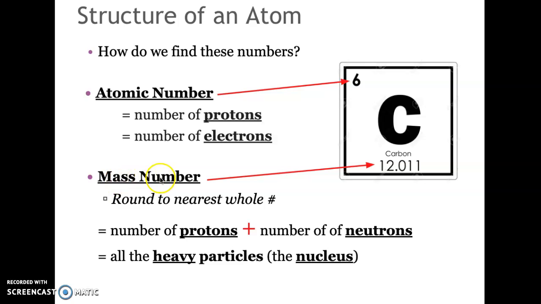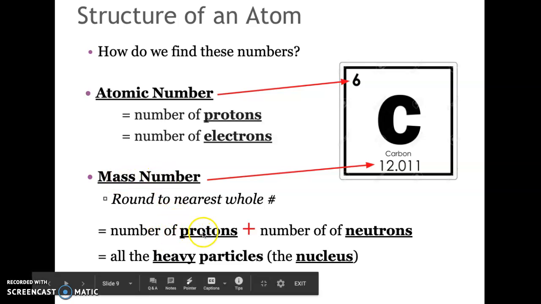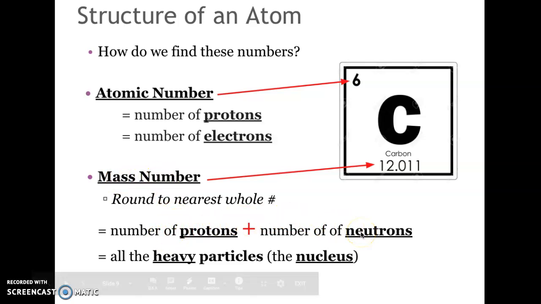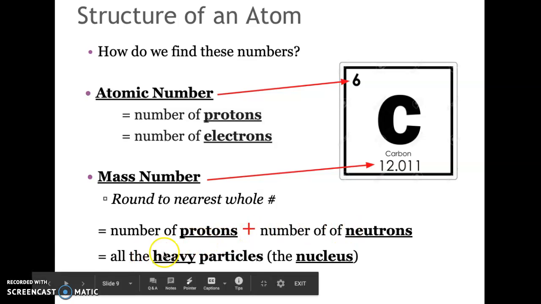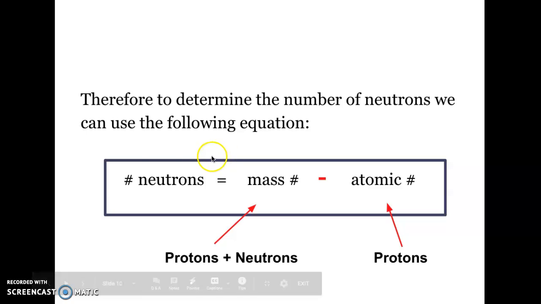So the mass number tells us the number of protons plus the number of neutrons. So these are all of the heavy particles that are living in the nucleus. So we can use a very, very simple math equation to find the number of neutrons. We can take the mass number, the number on the bottom, and subtract the atomic number.